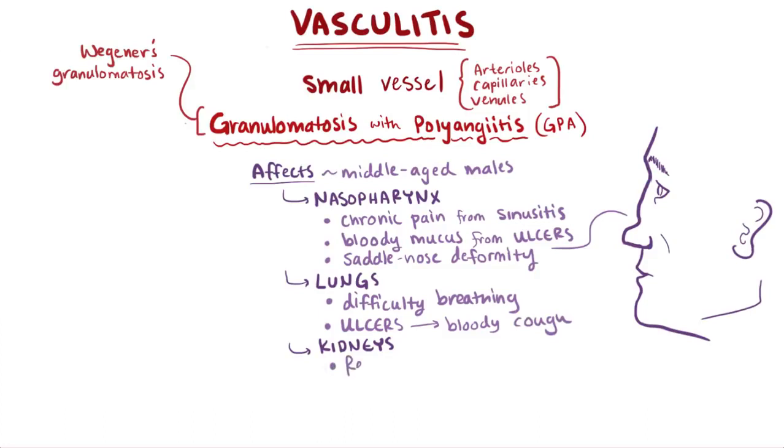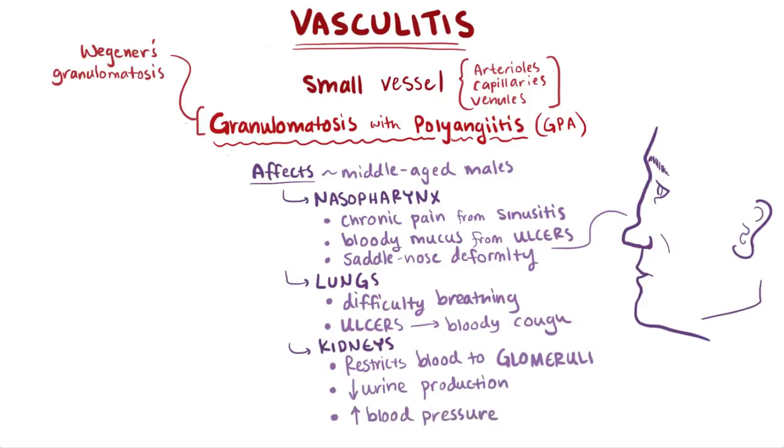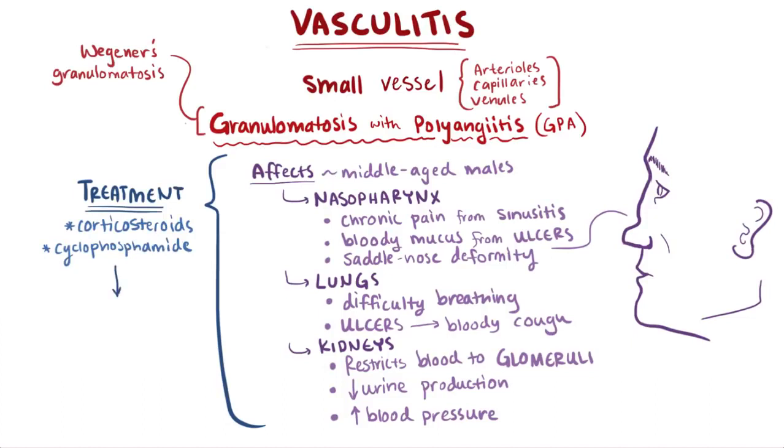In the kidneys, the inflammation restricts blood flow to the glomeruli, causing them to die and leading to decreased urine production and an increase in blood pressure, since the kidneys are no longer as efficient at regulating blood volume. GPA is typically treated with corticosteroids and cyclophosphamide, but relapses in the disease are common, and that makes sense. The presence of C-ANCA is the main cause of the disease, and if it keeps attacking the granules from within neutrophils, then there's a good chance the disease will come back.